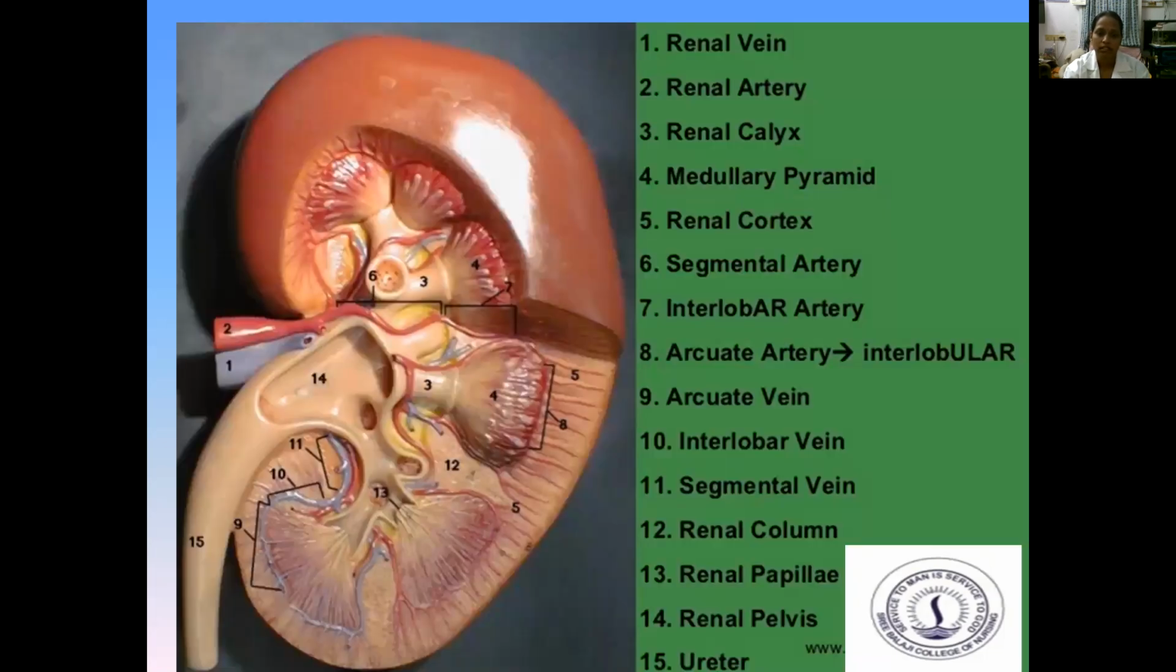So you can see the renal vein, renal artery, renal calyx, medullary pyramid, renal cortex and segmental artery, interlobar artery, arcuate vein, interlobar vein and segmental vein, and finally you can have the renal pelvis and ureter.